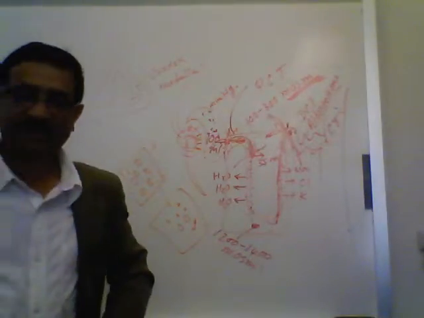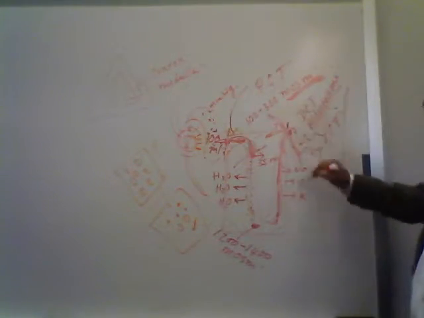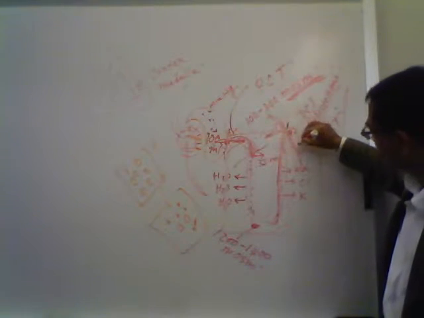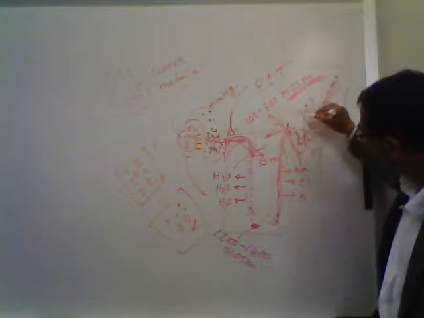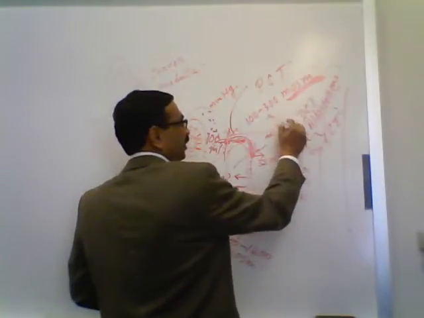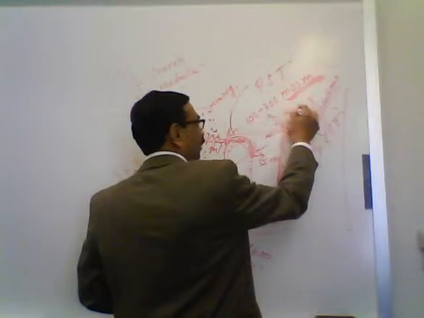Make sense? Okay. Selective action. And what does it do on the distal convoluted tubule? What it does is it reabsorbs sodium and water here. So aldosterone reabsorbs sodium and water from the distal convoluted tubule. Sodium and water.